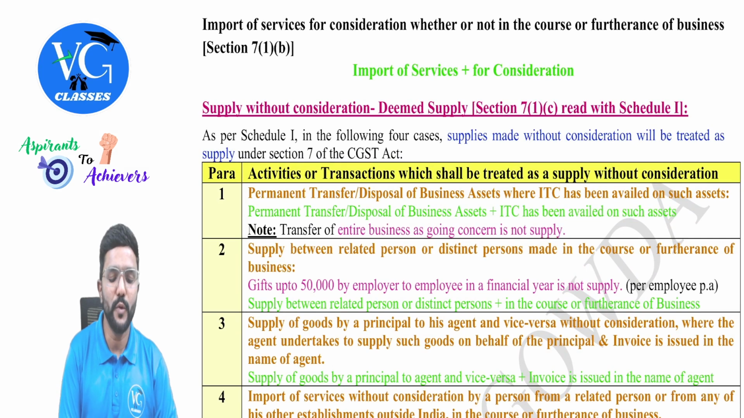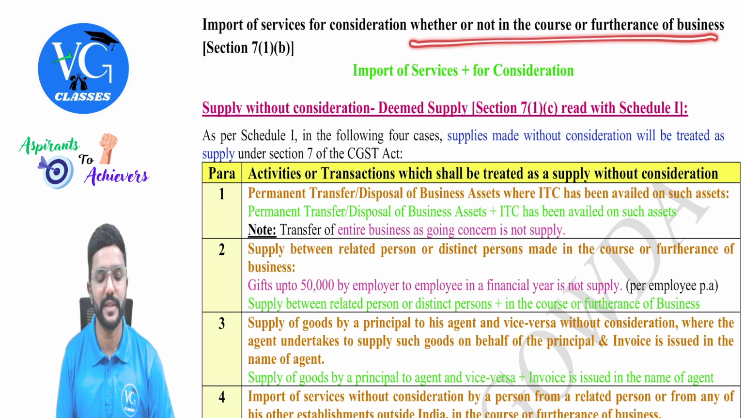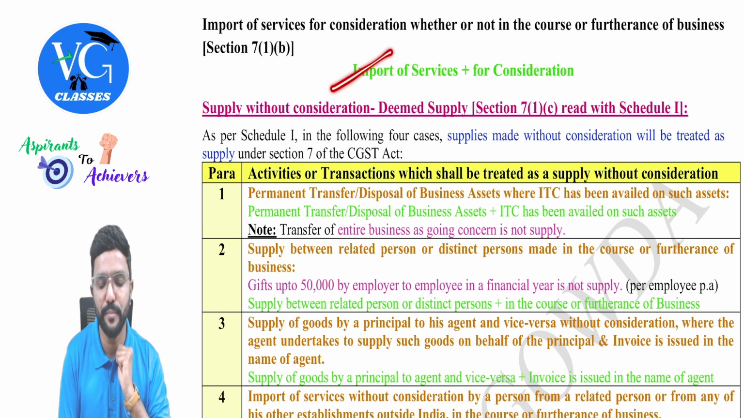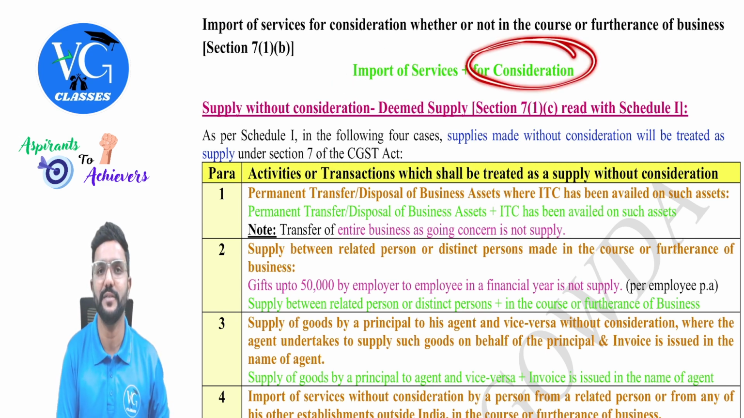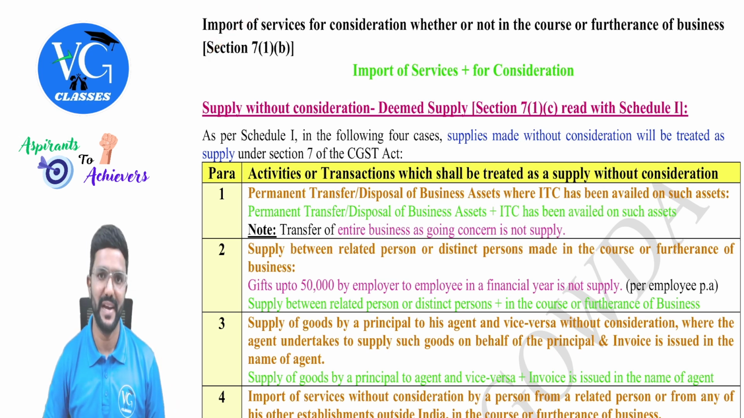7(1)(b). Import of services for a consideration, whether or not in the course or furtherance of business. Purpose doesn't matter here, guys. Only two things: there should be import of services and it should be for a consideration. Then it will be a supply as per section 7(1)(b), guys. And import of services is always taxable under reverse charge mechanism, where the importer is the one who is liable to pay IGST, guys. Okay.